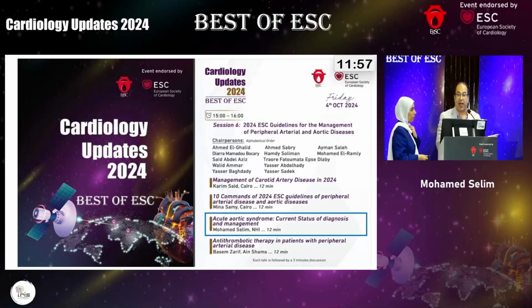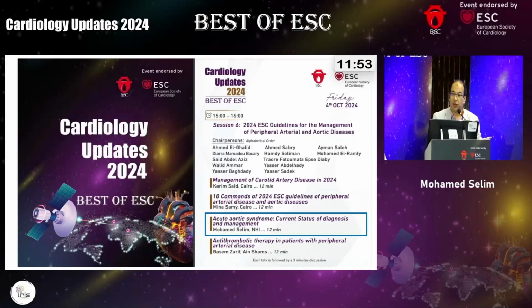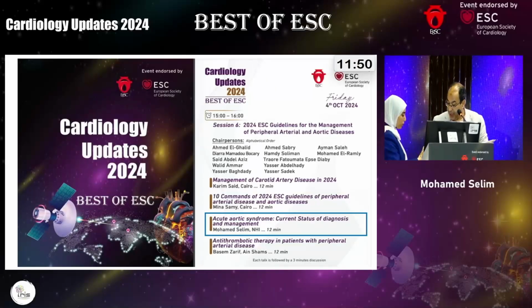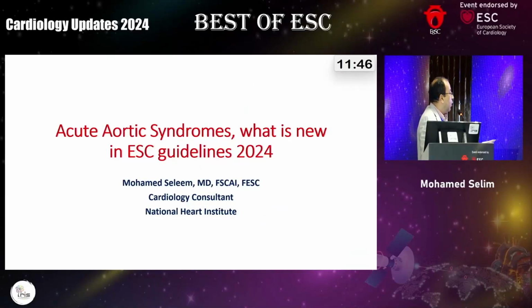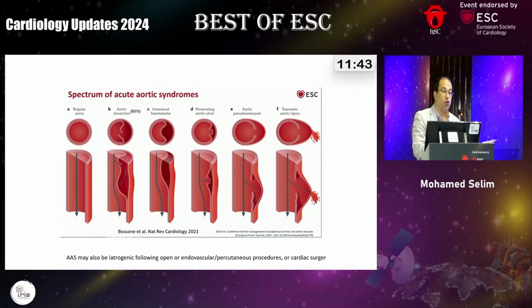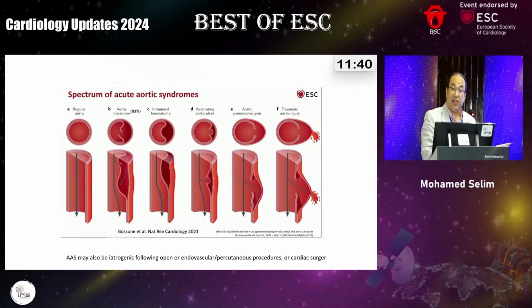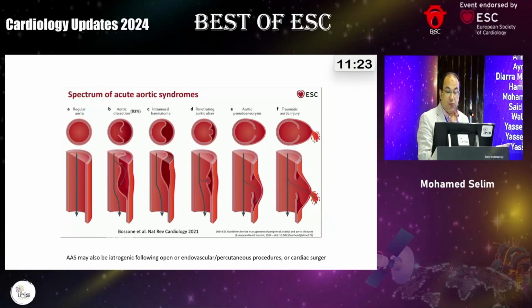There is some overlap with the last 3 messages regarding the acute aortic syndromes. However, I will go into more detail. Of course, acute aortic syndrome is a spectrum of diseases, not only one disease, but the commonest presentation of acute aortic syndrome, in more than 80% of cases, is acute aortic dissection. In addition, there are intramural hematoma, penetrating aortic ulcer, aortic pseudoaneurysm, and traumatic aortic injury. Also, we don't have to forget that sometimes we have acute aortic syndrome which is iatrogenic, following intervention or surgical intervention in the aorta.